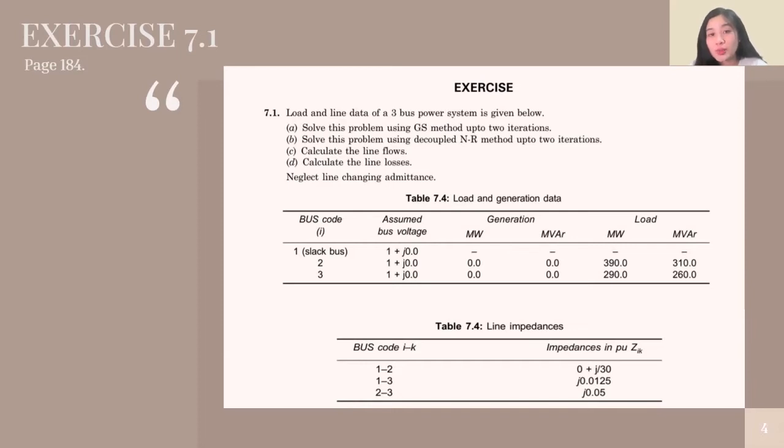So basically just 1. As for the bus code, you can see that we have a slack bus. As we have discussed in our previous videos, the first bus is always a slack bus, then 2 and 3. So we are going to end up solving for our V2 and V3 and delta 2 and delta 3, okay?